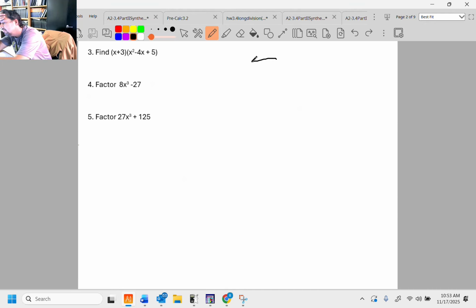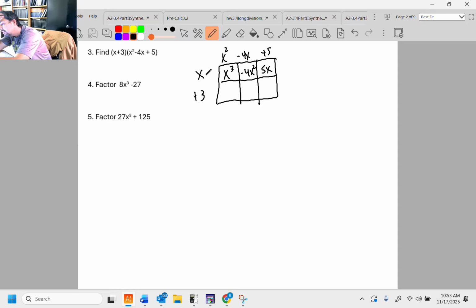I'll put x plus 3 on here and x squared minus 4x plus 5 along the top. Now, x times x squared has always been x cubed. X times -4x is -4x squared. X times 5 is 5x. 3 times x squared is 3x squared. 3 times -4x is -12x. And 3 times 5 is 15.